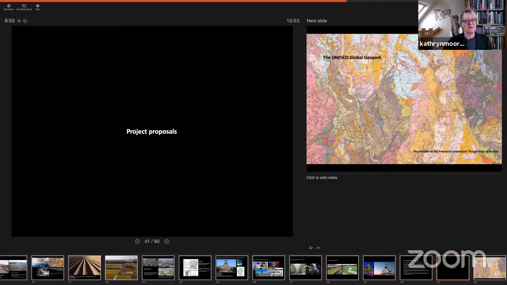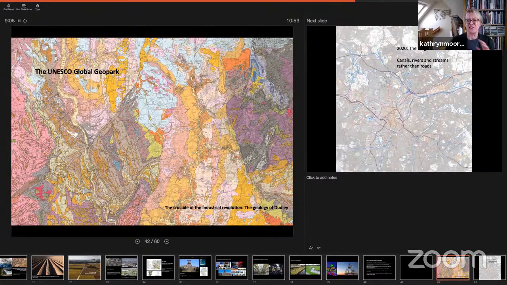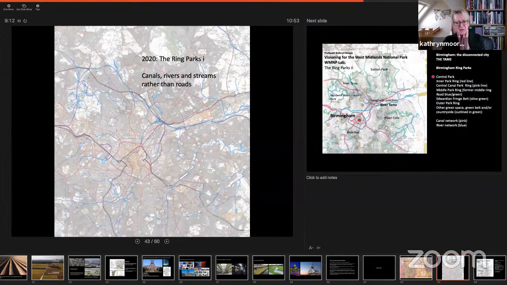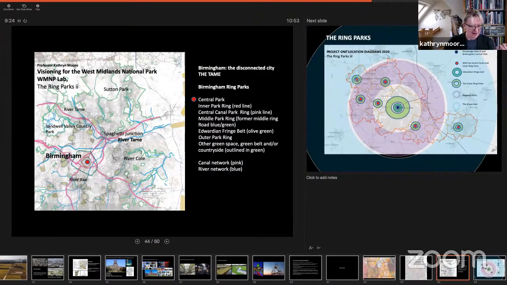We've got a number of different projects, project proposals, so people can understand what we're talking about. For example, with the geopark, where are all the sites? Where are the trails? Where are the places that can be developed so people can come and see this? We're looking at the ring parks. So these are some of the maps that we've been looking at, and this is a map not as you see it now, but where the rivers and the canals have been emphasised rather than the roads, to actually realise that there's a whole system of Edwardian fringe parks, and that actually the pink lines are the canals, the blue lines are the rivers.